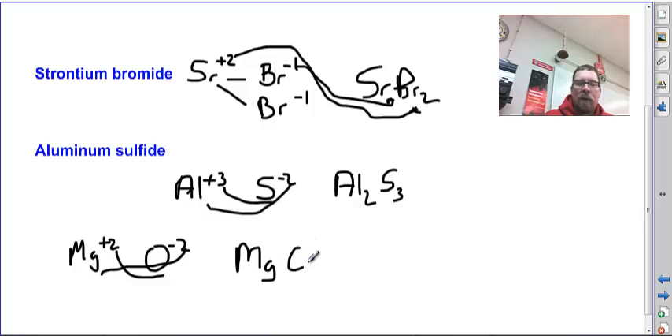Okay? If they're both the same charge, then I only need 1 of each, correct? So it would be incorrect. So MgO is that formula. It would be incorrect to write Mg2O2, because you could reduce them both easily. This is wrong, so please don't do it.